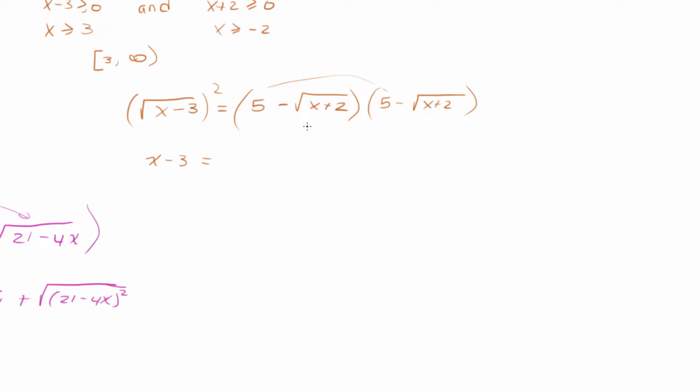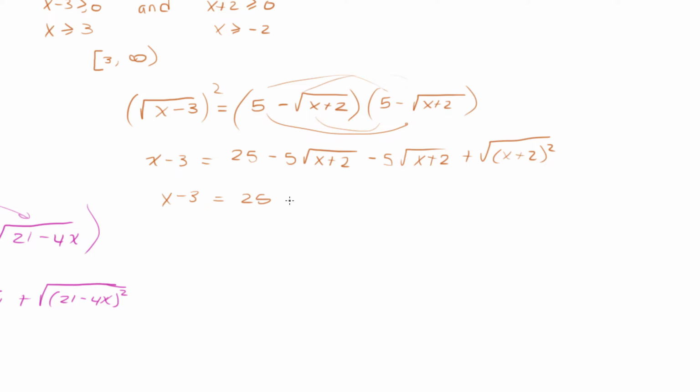So 5 times 5 is 25. 5 times minus radical is minus 5 radical x plus 2. Minus 5 radical x plus 2. Then negative times negative is positive radical, and remember how I write it, x plus 2 squared. Now you have x minus 3. I'm going to speed up the process because you've already seen how it works. Minus 10 radical x plus 2 plus x plus 2.